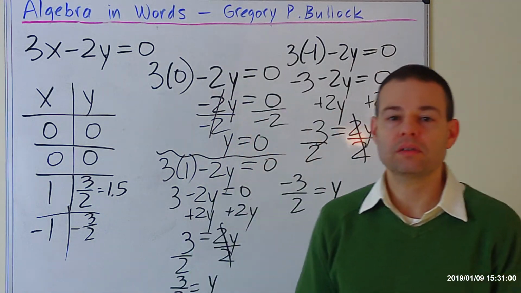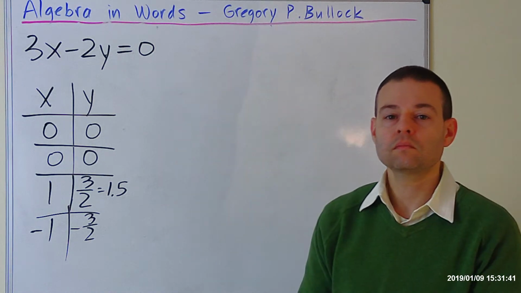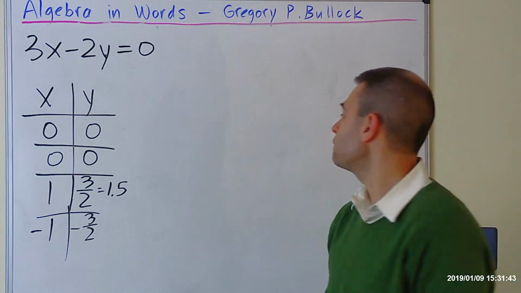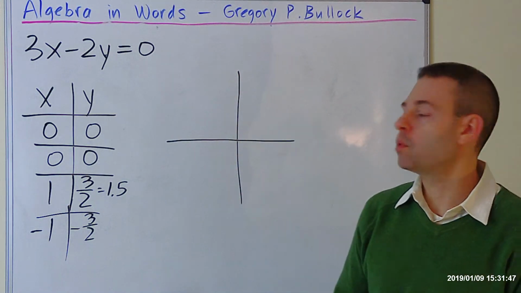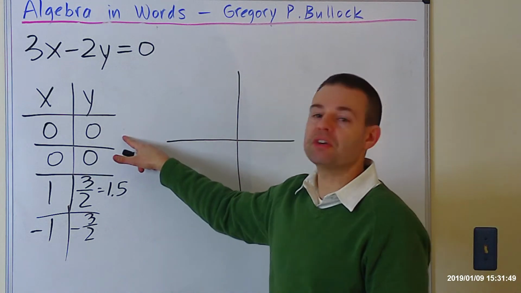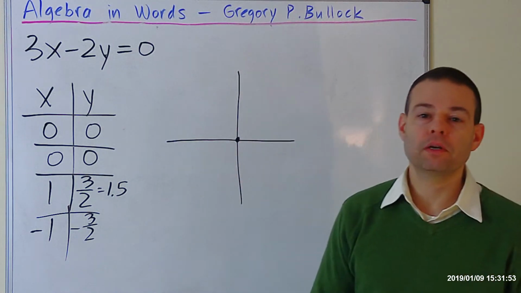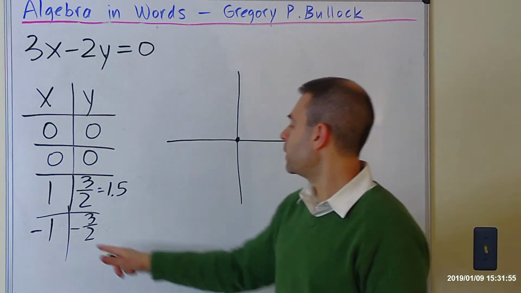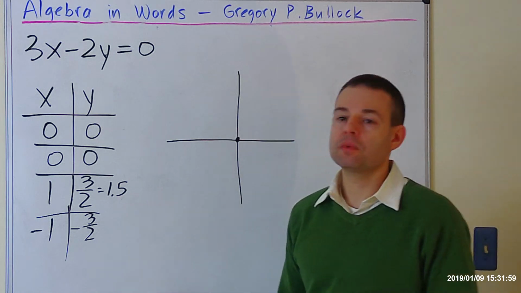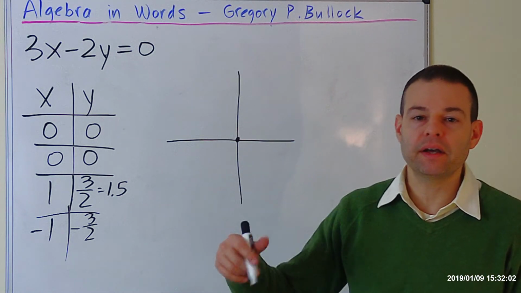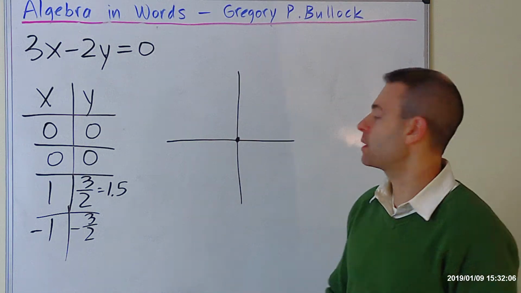So I'm just going to pause this to erase some work, so I have room for the graph. I'm going to sketch a graph, and let's plot our points. The first one is 0, 0. That's the origin. Let's just put a big dot there. Then we have 1 and 3 halves. If you want to convert it to a decimal so it's easier to think about on the tick marks of a graph, that's fine. You can do that on a calculator.